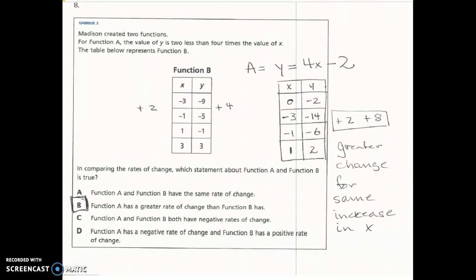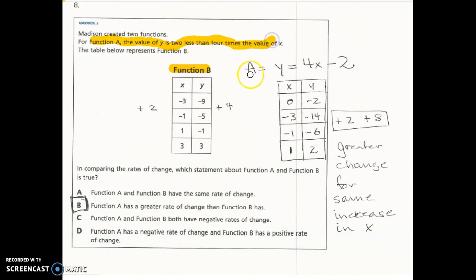We didn't work too much on this in class, so you had to figure this one out on your own. The first thing you needed to do was figure out function A. Function B is given to you, it's just right here. Function A was trickier. You had to figure it out yourself.